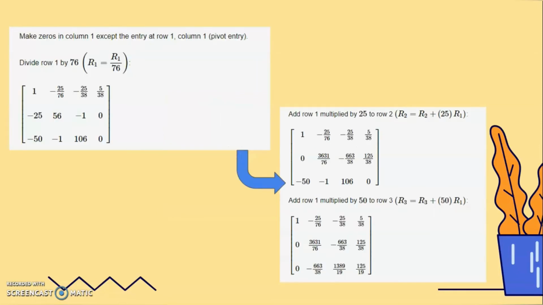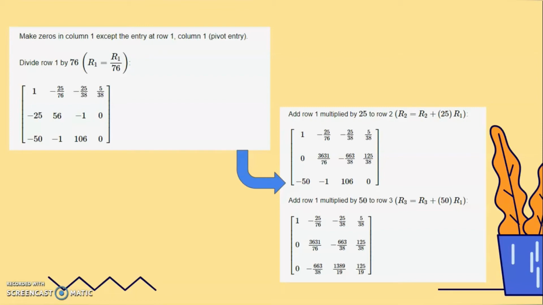So, what is the first step that we need to do in order to calculate it by using RREF? Yes, by making zeros in column 1 except for the entry at row 1, column 1, that we call the pivot entry. So first, we need to divide all numbers of row 1 by 76, so that we will get 1 at row 1, column 1. Here, row 1, column 1 is 76. We divide it by 76, we will get 1. Same goes for row 1, column 2, row 1, column 3, and row 1, column 4, that we will get new numbers when we divide them by 76.